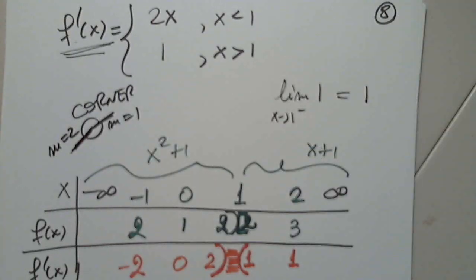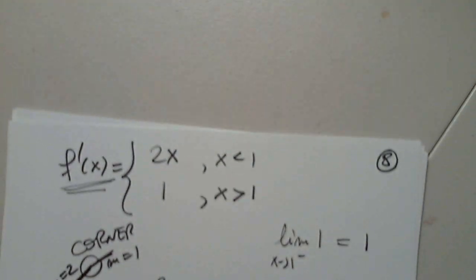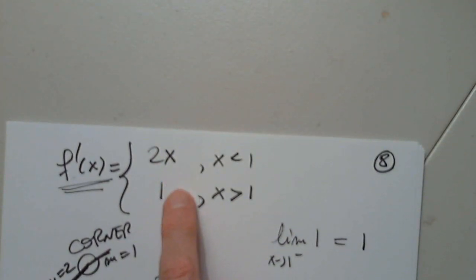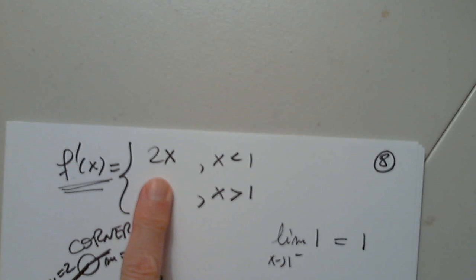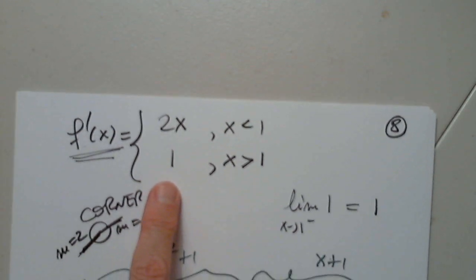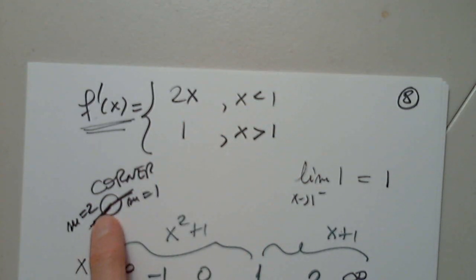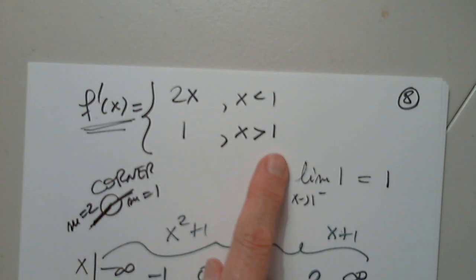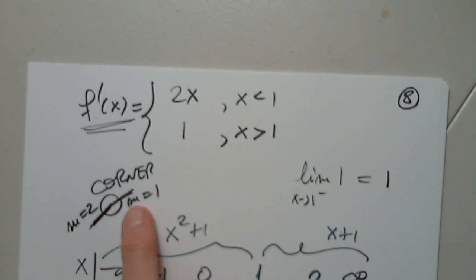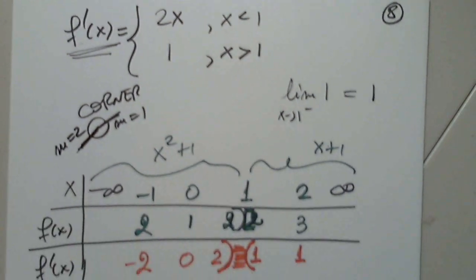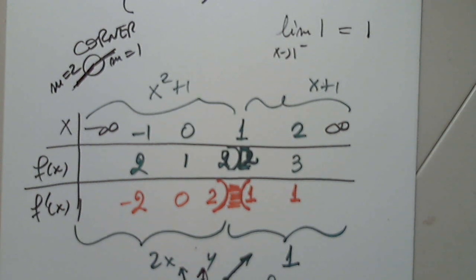So for now, I will differentiate both branches, and I see that this is 2x and this is 1. But when x approaches 1, 2x means slope of 2. When x approaches 1, this means slope of 1. So what am I showing there? I'm showing this. Here the slope is 2, and here the slope is 1 at that corner.